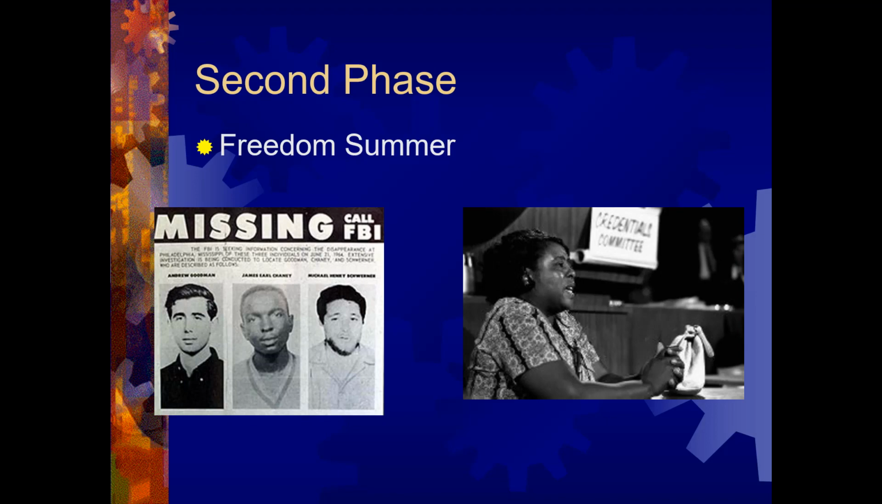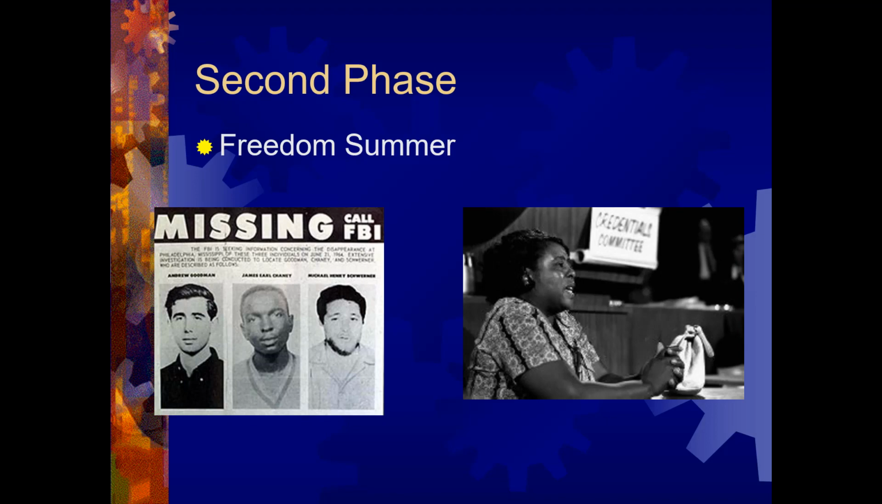The MFDP was led by a local woman from Mississippi. Her picture is here. Her name is Fannie Lou Hamer. She was from a sharecropper family, one of 20 children. She had experienced a lot of problems and prejudice as she was getting the group organized and as she was trying to register to vote. Anyway, so you've got these two groups coming in, the all-white group and the MFDP.